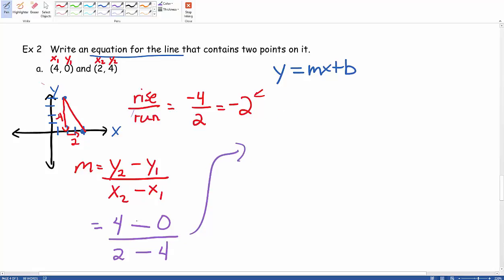So when we simplify things, we have 4 minus 0 on top, that comes out to be 4, over 2 minus 4 comes out to be -2. Positive 4 divided by -2 comes out to be -2. So that is, again, just the algebra on why our slope is -2. We have found our slope, or our m value.